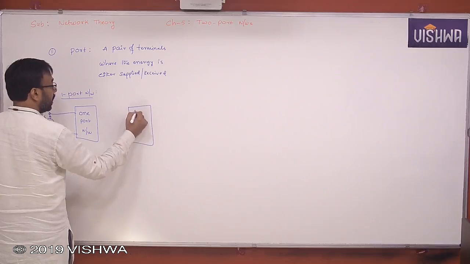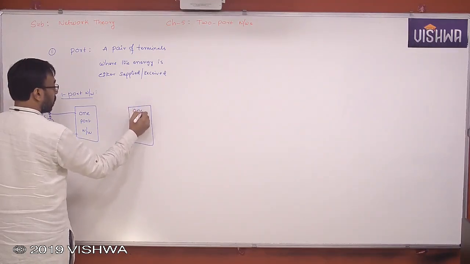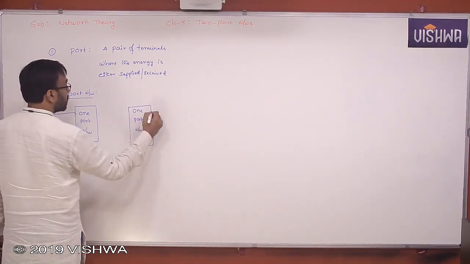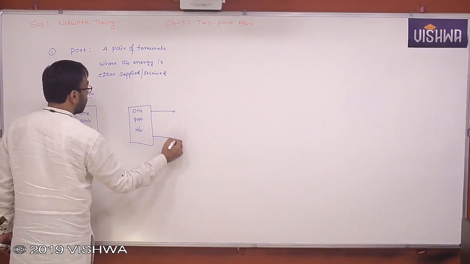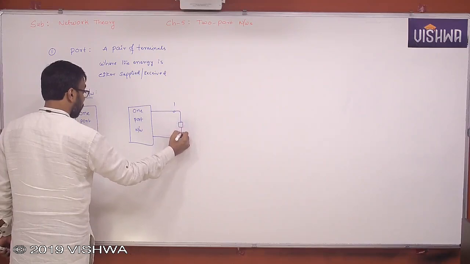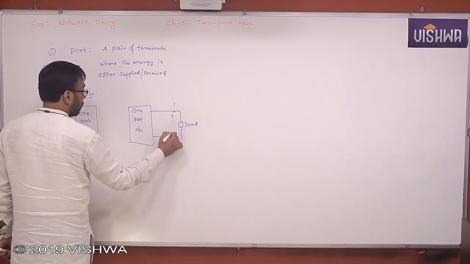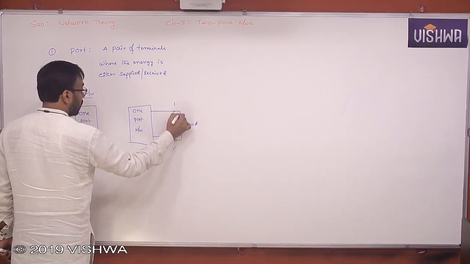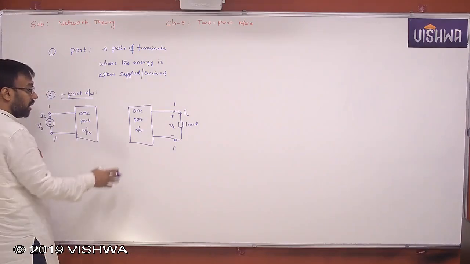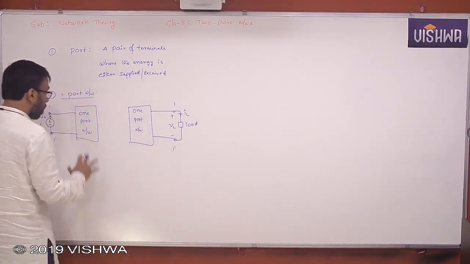have any one port network. Let us say this is a one port network, because it has only one pair of terminals where the energy is now received. Now it is a load. So you have VL and this is IL. You are now taking the power, or energy, from the network. So this is called a one port network.